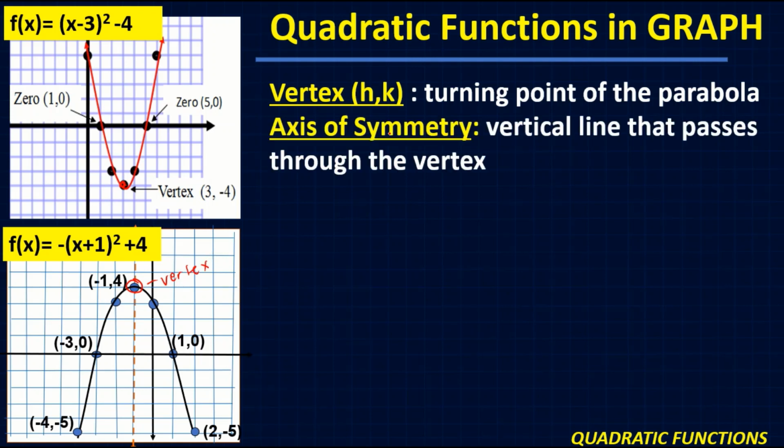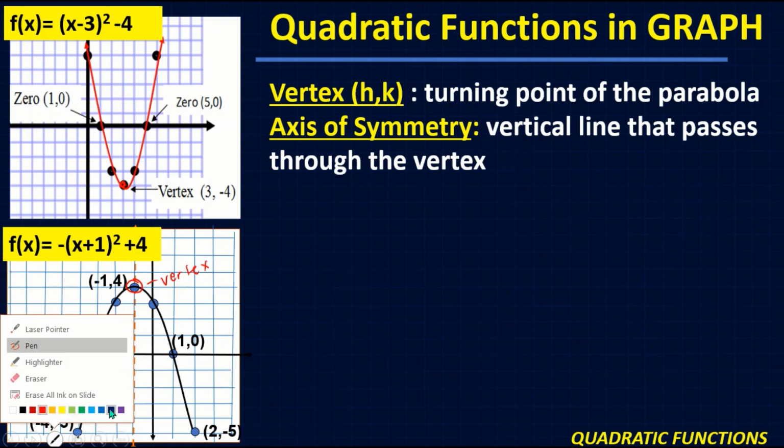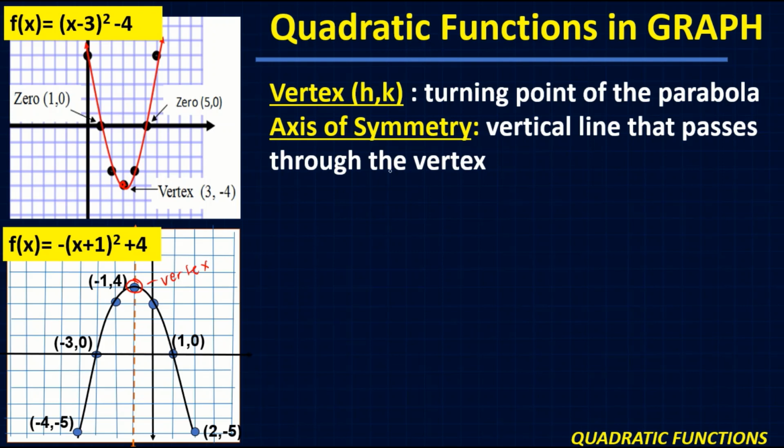Next, we have the axis of symmetry. Axis of symmetry, that is a vertical line that passes through the vertex. The axis of symmetry, ito yung naghahati sa parabola into two equal parts. In such a way, parehas dapat yung magkabilang part ng parabola. So in here, yung ating axis of symmetry sa first graph natin. So again, this is a vertical line, imaginary line, na dadaan sa vertex.